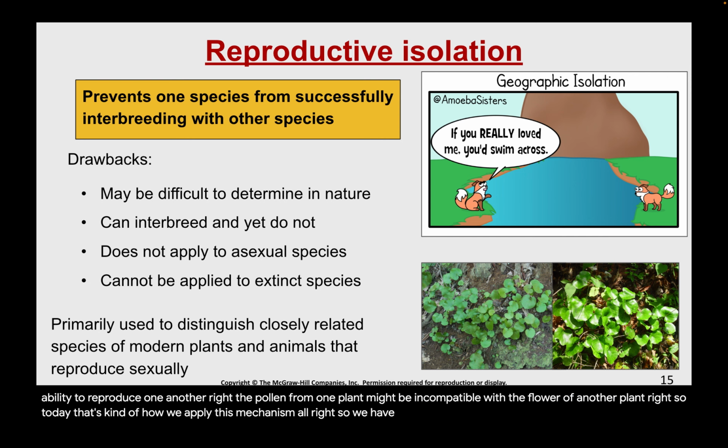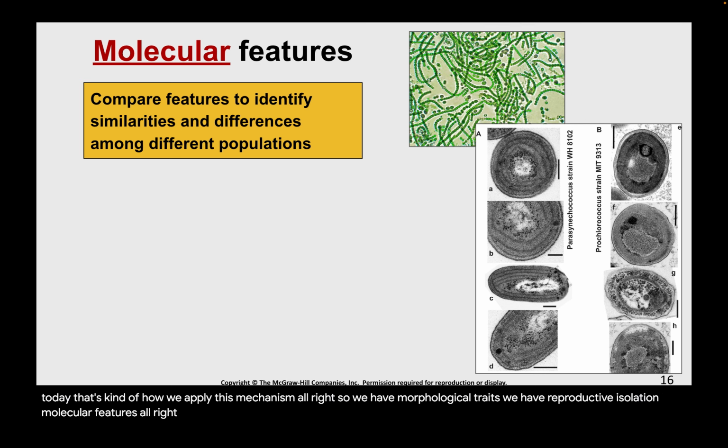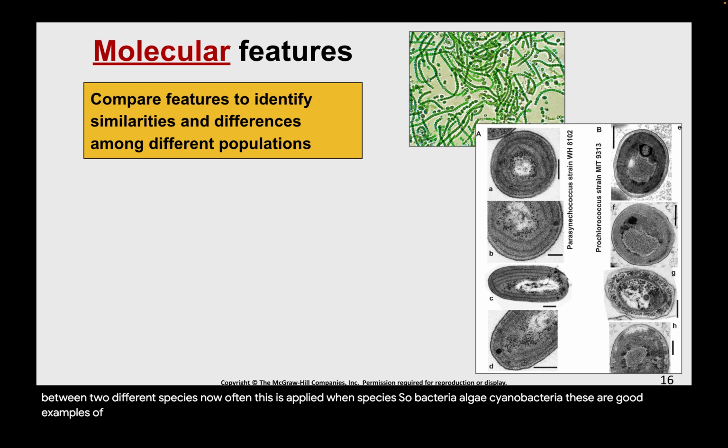All right, so we have morphological traits. We have reproductive isolation. We can also have molecular features. All right, so this is where we're looking at the genetic code. How different is the genetic code between 2 different species? Now, often this is applied when species look really similar to each other and act really similar to each other, and we can't identify it by observation alone. So bacteria, algae, cyanobacteria, these are good examples of species that we can only tell them as different species because of their genetic code.